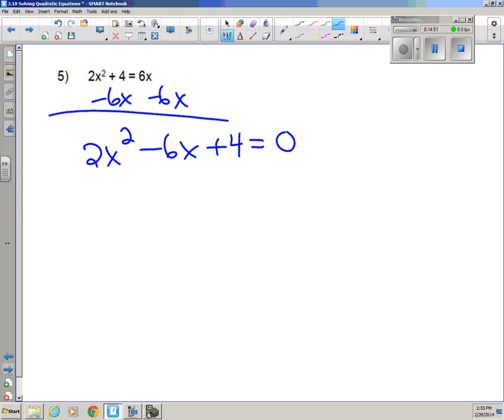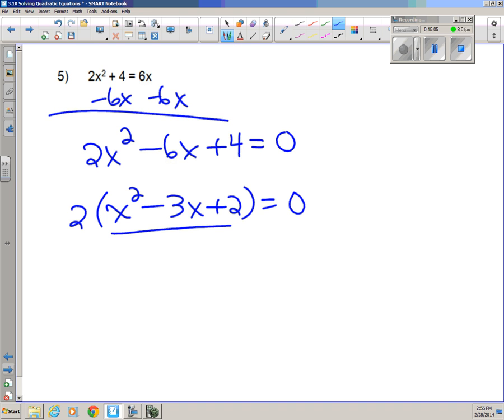Well, how are you going to factor this one? GCF is going to have to come out first. If a 2 comes out, you get x squared minus 3x plus 2 equal to 0. Well, in here, I can factor. I can't lose this 2, but when I factor, I get x minus 2, x minus 1 equals 0.